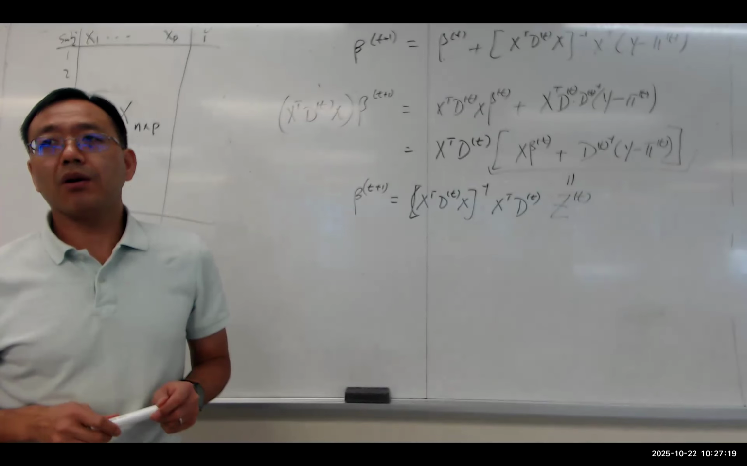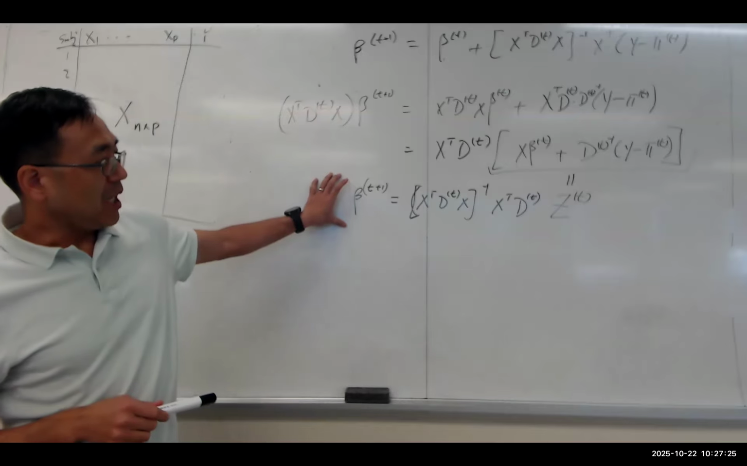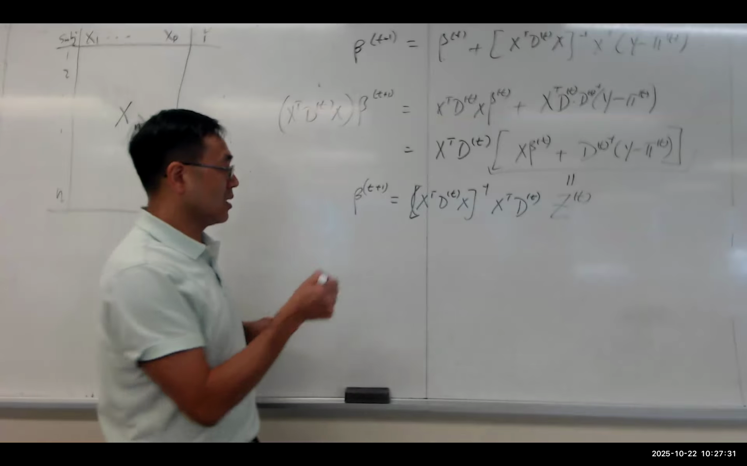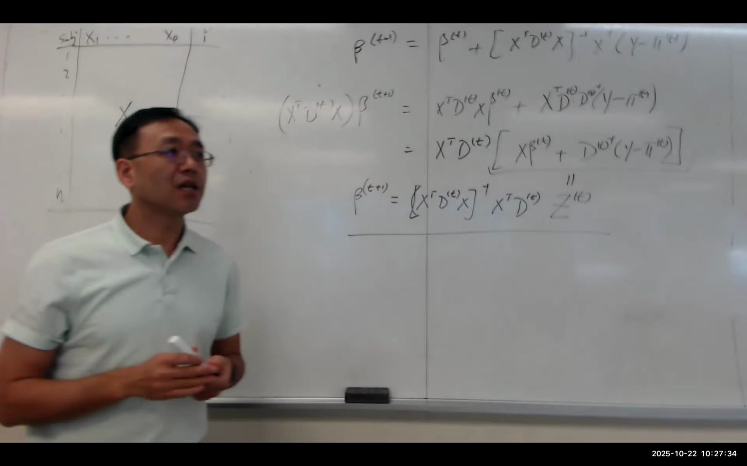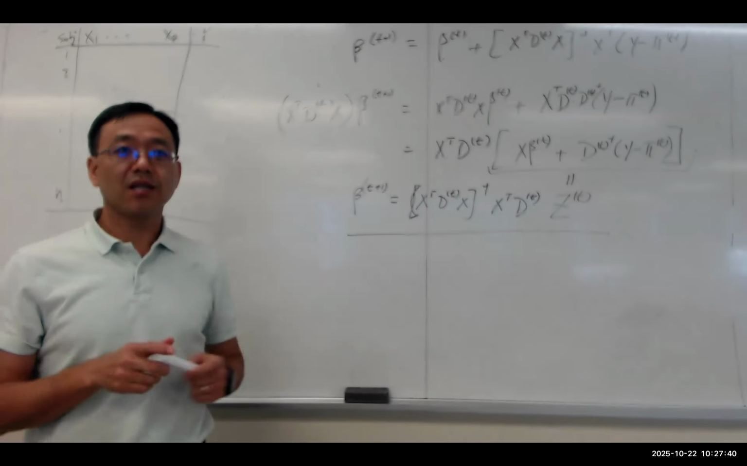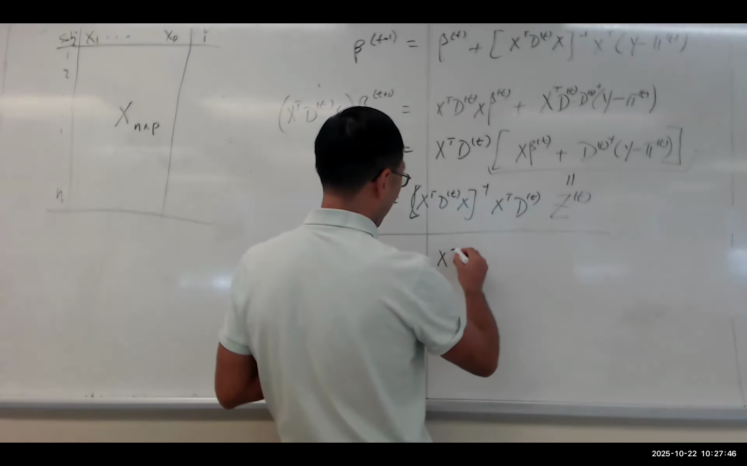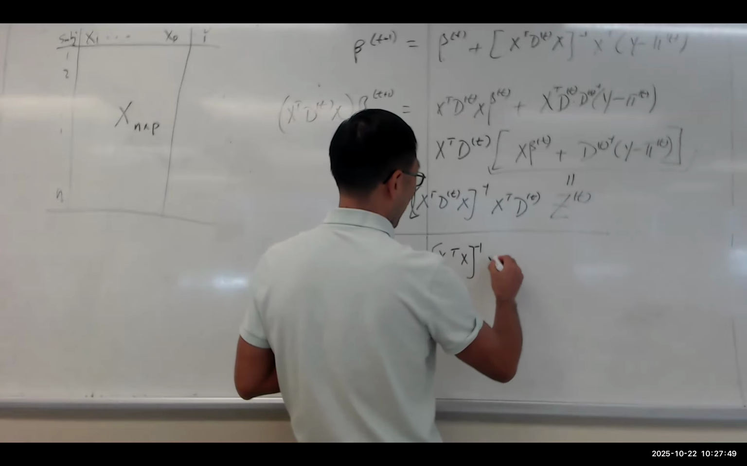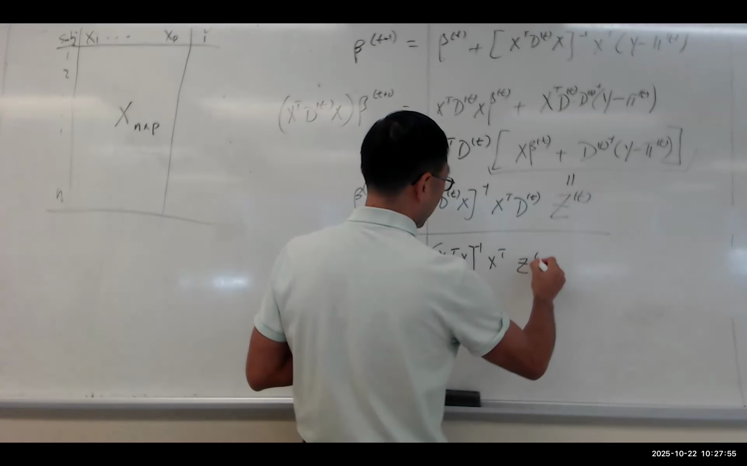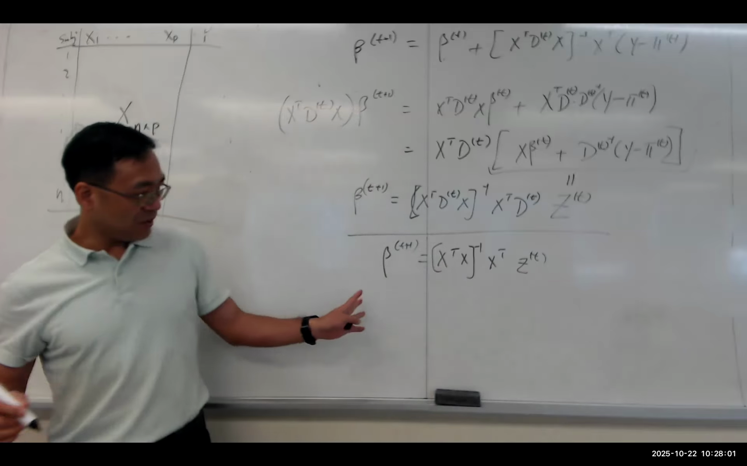Why do you want to do that? From this, can anybody recognize what this form looks like? Remember, Dt is a diagonal matrix, right? Anybody recognize what it is? Now, if I remove the Dt, we have x transpose x inverse x transpose z. Anybody recognize this? If I say beta t plus 1 is equal to this thing, what does this look like?